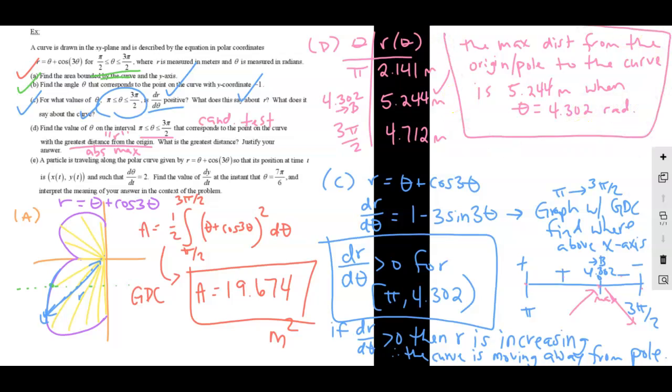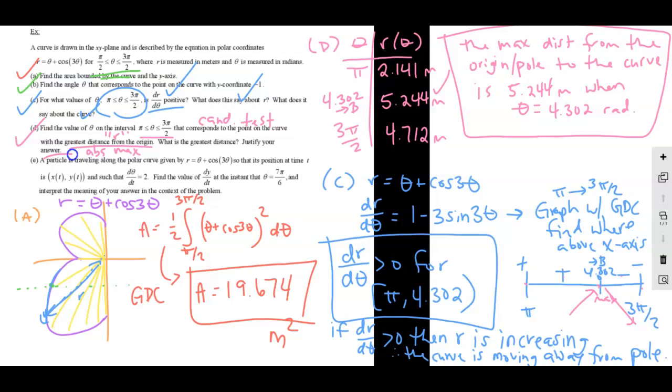radians. There we go. Remember, the table by itself isn't the answer. Don't just do this and then say done, right? The table is the supporting work, but it wants you to write it out. The absolute max is blank when x equals blank, or the absolute min is blank when t equals blank. Like here, the maximum distance is 5.244 when theta equals 4.302. Oh my gosh, I'm dying. Do we need to justify my answer? We don't need to justify it separately. The justification is the table. That's the supporting work.